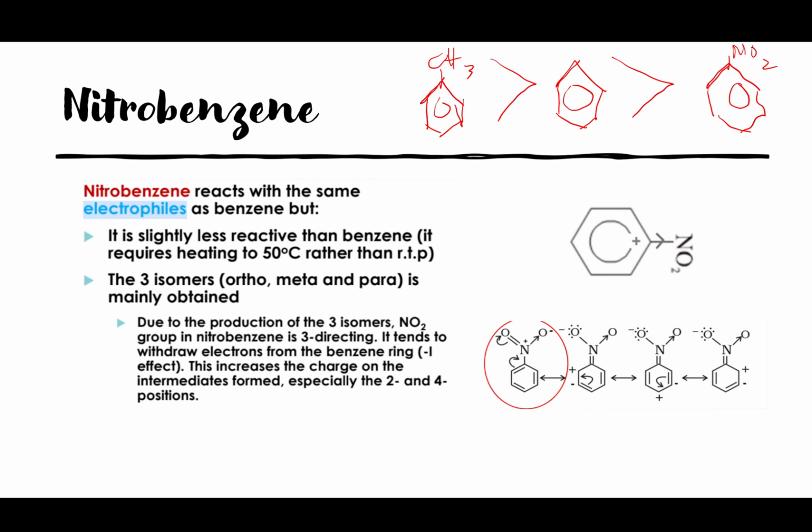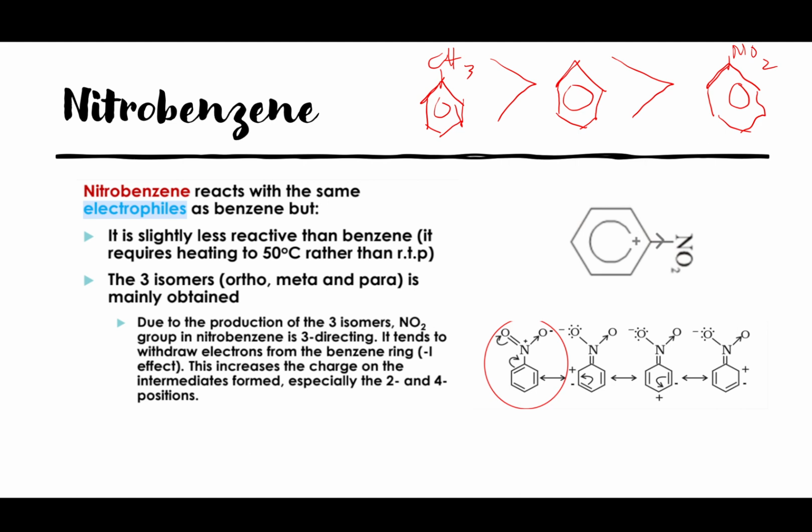So the 3 isomers, the ortho, meta, and para isomers, are mainly obtained for nitration and halogenation. So, due to the production of the 3 isomers, the nitro group in nitrobenzene is 3 directing.